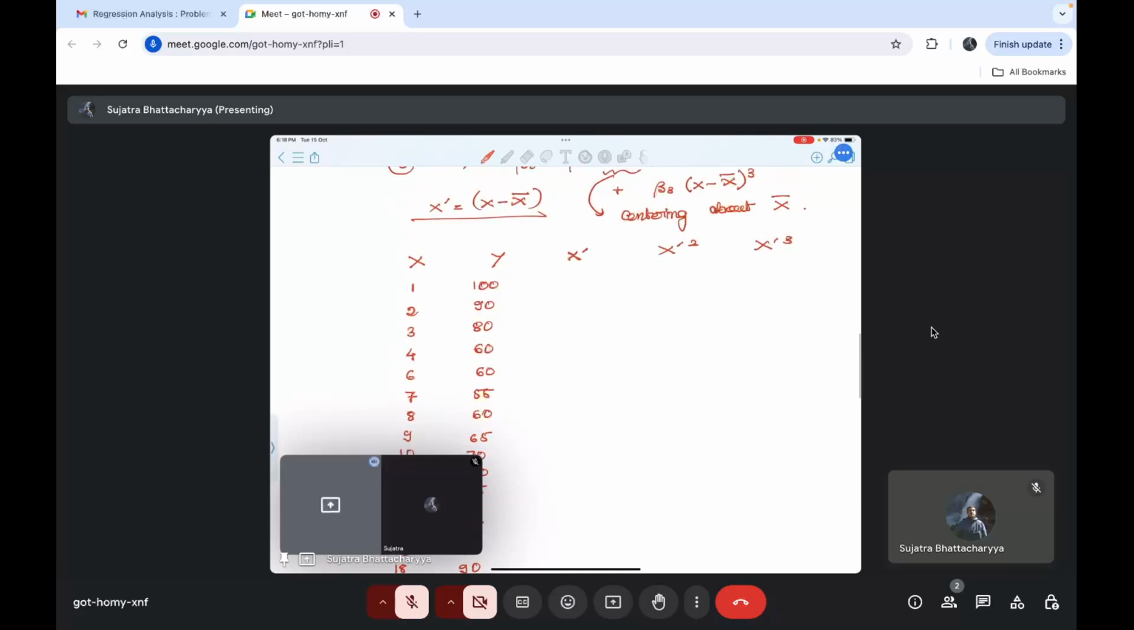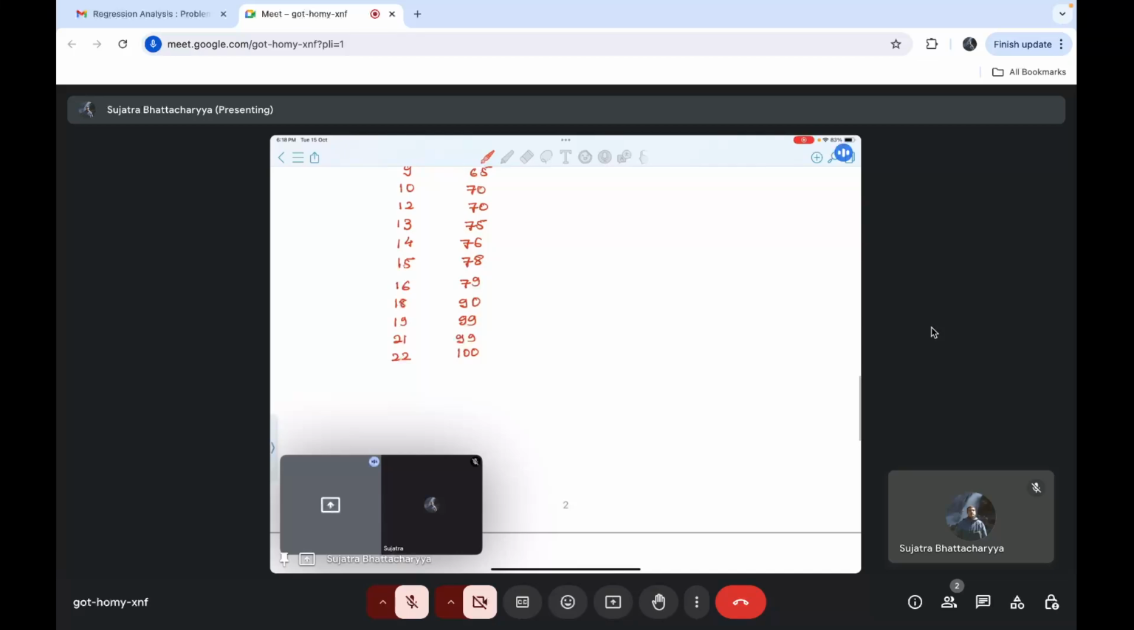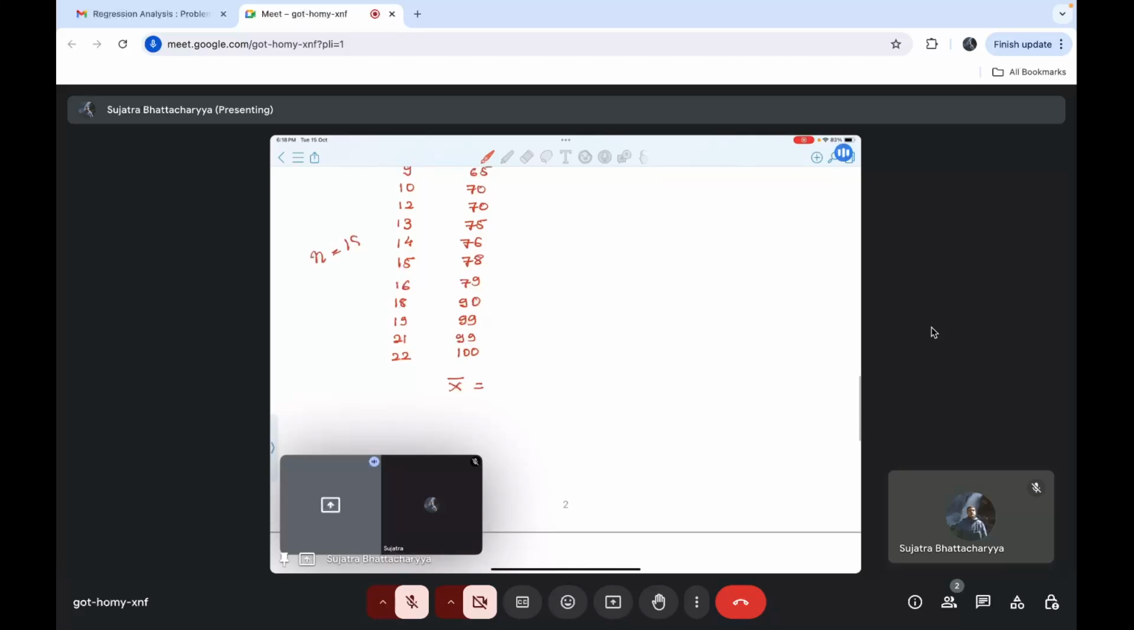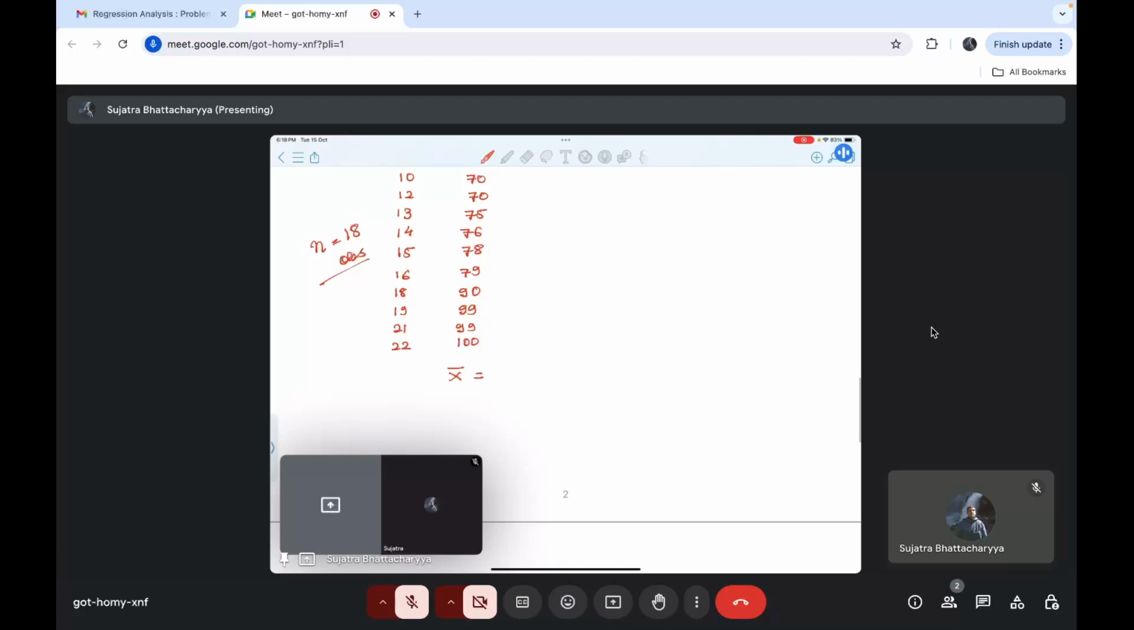And X prime can be calculated from the X bar value. Let me write what is the X bar. That is, you just add and divide by 18. So there are n is equal to 18 observations here. It is mentioned in the question also. Fine. So X bar comes out to be 11.11. Let me write Y bar also. If you do the mean of Y, it comes out to be 78.11.